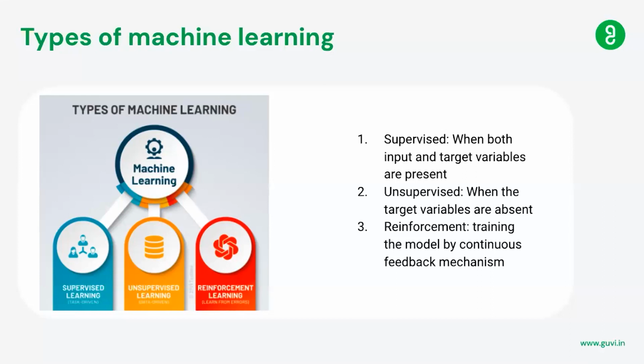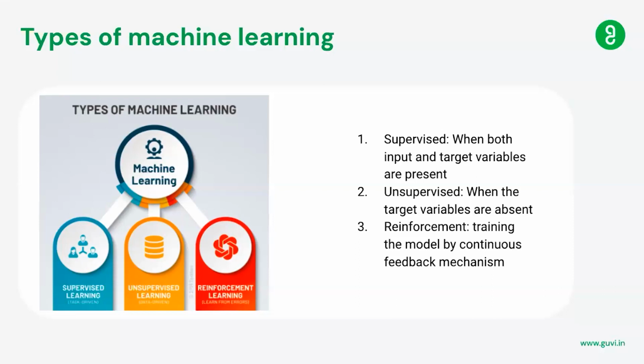Reinforcement learning is something where you train the model by a continuous feedback mechanism. So for example, in cases of models where you tell the model to do something and it performs an action, and then you give a feedback for that action. So if it does a wrong action, you give a negative feedback. If it does the right action, you give a positive feedback. Then your model will learn based on that feedback whether it should repeat that action or it should not do that action and do something else.